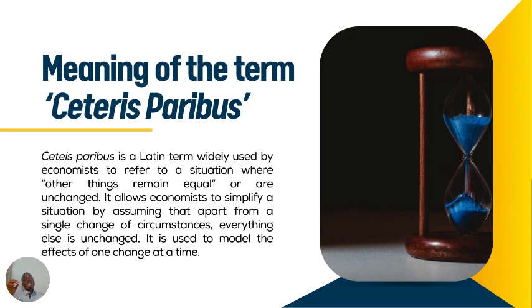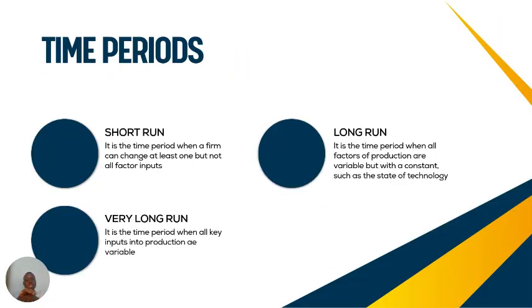So when anyone says ceteris paribus, what you should think about is that factors are held constant, they remain unchanged, other things remain equal. That is, other things are not changing, they are held constant. That's what it means. So lastly, I want to quickly talk about time period, which is very, very important.